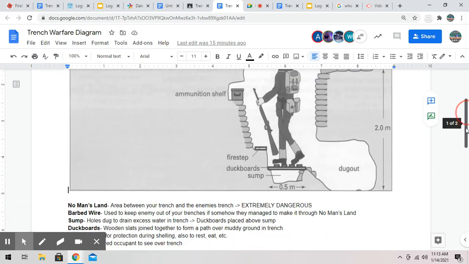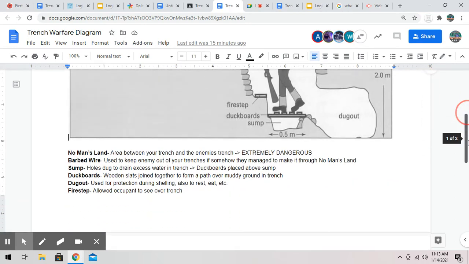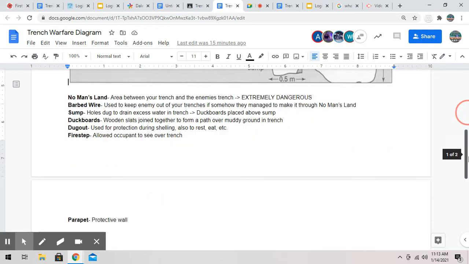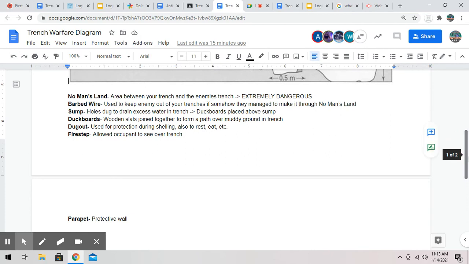I do want to also let you know that you do need to write this stuff down here too. I gave you some definitions because no man's land, you need a definition for that. Yeah, you can probably figure it out, but you need a definition for that. A sump, you need a definition for that. Duck boards, dugout, fire step. I either give you a definition or tell you what it's used for.